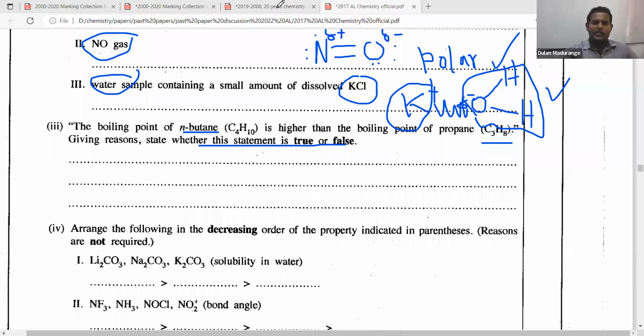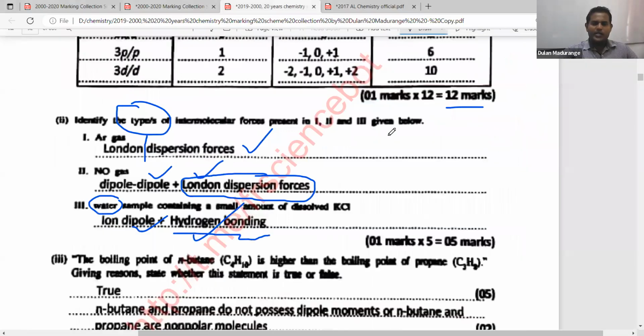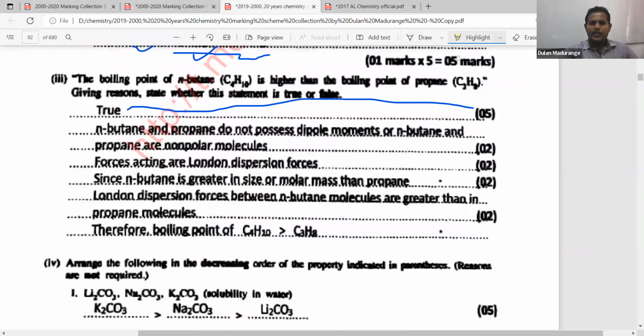Right. So however, let's check the marks for this in the English medium marking scheme. First of all, 5 marks for the statement, and then another 2 marks. Butane and propane are non-polar molecules. You have to mention both butane and propane are non-polar, and the idea that the dipole moment is 0.